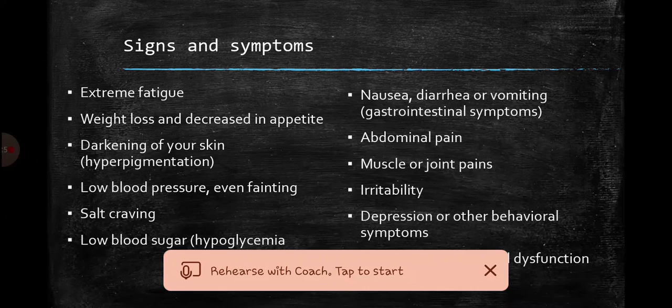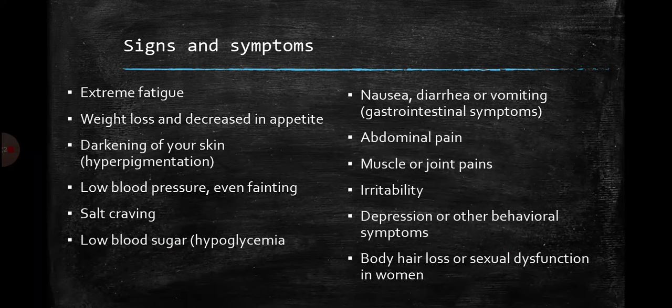Here are signs and symptoms of Addison's disease. Extreme fatigue, weight loss and decrease in appetite, darkening of the skin or hyperpigmentation, low blood pressure, even fainting, salt craving, low blood sugar or hypoglycemia, nausea, diarrhea or vomiting, which are also gastrointestinal symptoms, abdominal pain, muscle or joint pains, irritability, depression or other behavioral symptoms, body hair loss or sexual dysfunction in women.